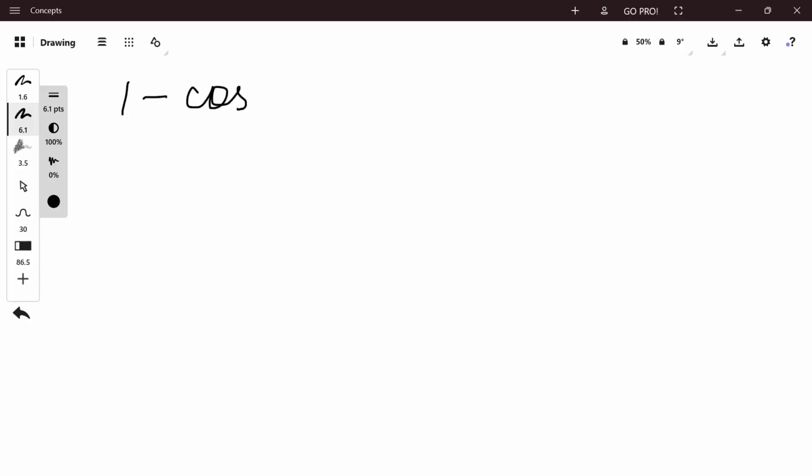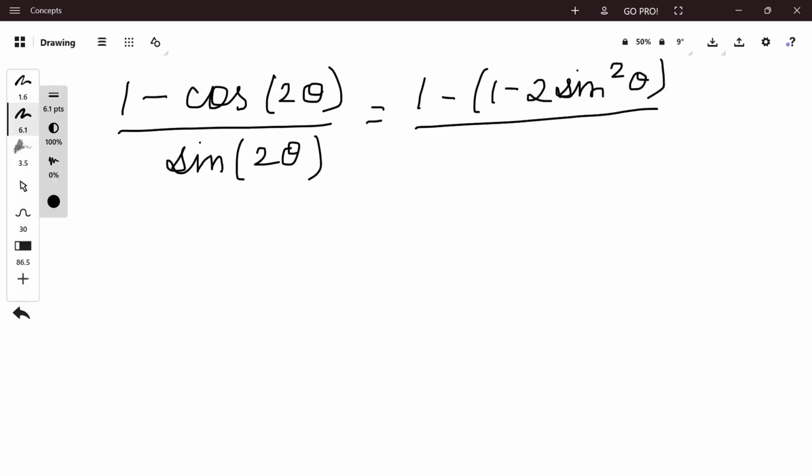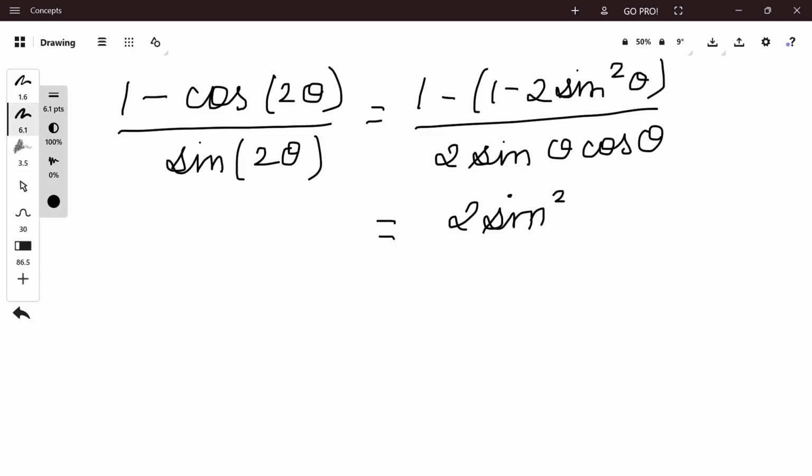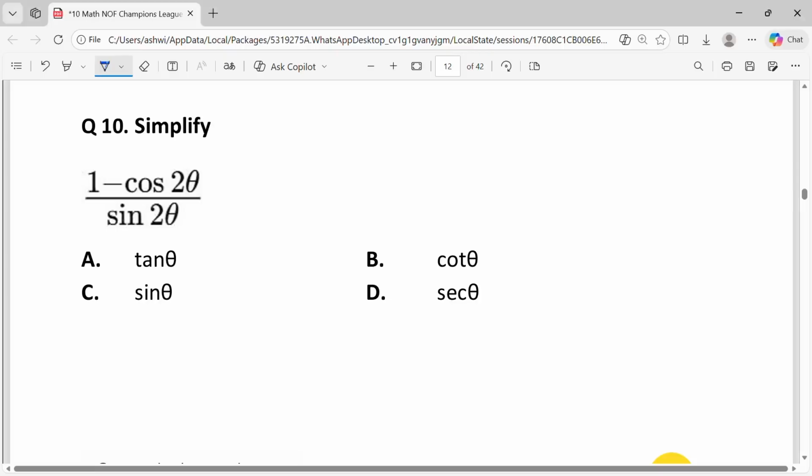Substitute the identities into the expression. We have (1 minus cos 2θ) upon sin 2θ equal to (1 minus (1 minus 2 sin²θ)) upon 2 sinθ cosθ, which is equal to 2 sin²θ upon 2 sinθ cosθ, which is equal to sinθ upon cosθ, which is equal to tanθ. So the answer is A, tanθ.